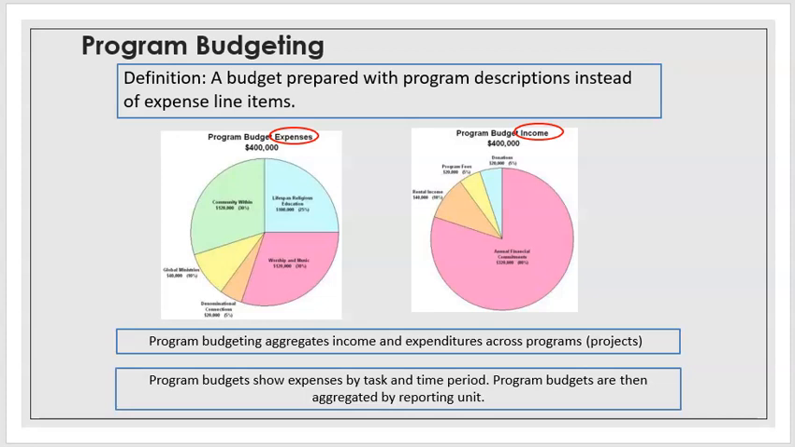So, program budgeting, the definition is the budget prepared with program description instead of expense line items. Instead of just activity, it is based on program. Normally, program budgeting aggregates income and expenditure across the program or the project. A program or project budget shows expenses by task and time period. Program budgets are then aggregated by reporting unit.